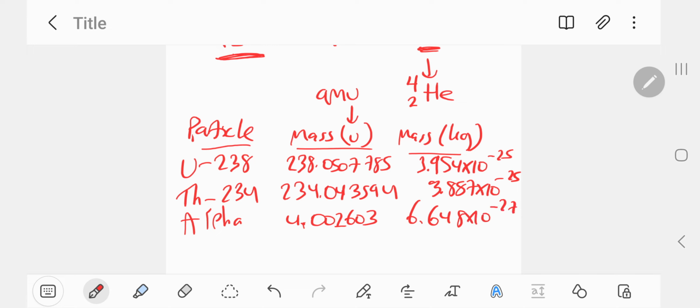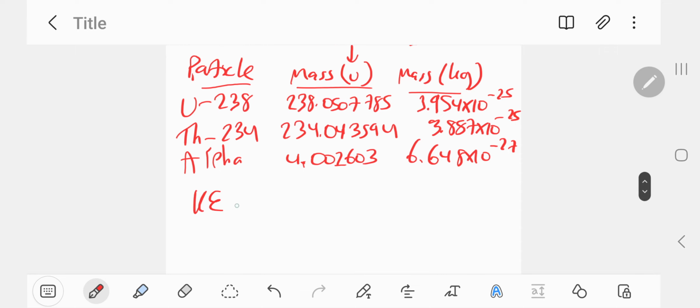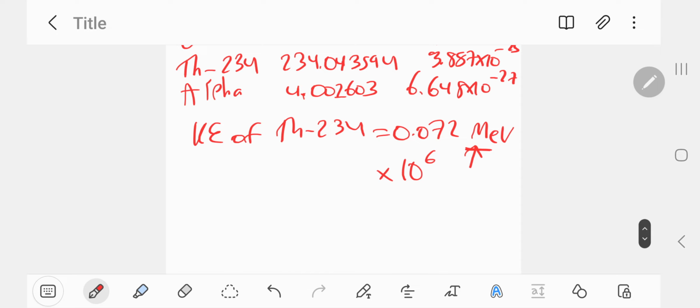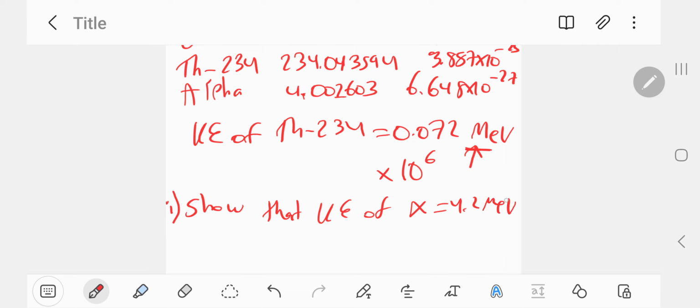And it makes sense to have a mass of 10 to the minus 27 because it's smaller than the uranium and thorium nuclei. We're also given that the kinetic energy, Ke, of the thorium-234 nucleus is 0.072 mega electron volts. If you recall, mega is times 10 to the power of 6. Okay, so it's a million. We need to show, for the first part of the question, that the kinetic energy of the alpha particle is 4.2 mega electron volts. And this is worth 3 marks.